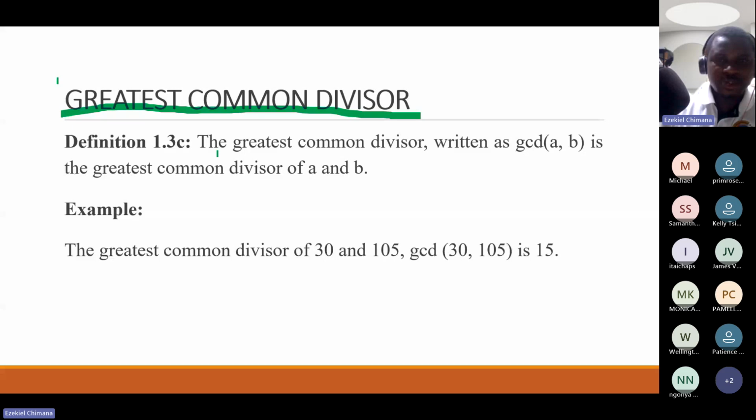So the GCD, or the greatest common divisor, written as GCD of A, B, is the greatest common divisor of A and B. So given two numbers A and B, they are those numbers that get into both A and B, and we want the greatest number of those numbers. That greatest number is the one that we are calling the greatest common divisor.